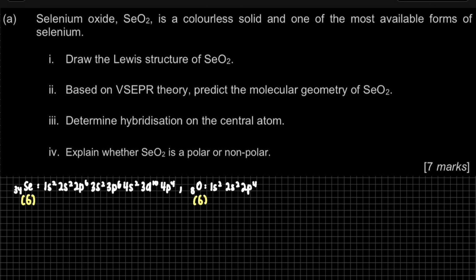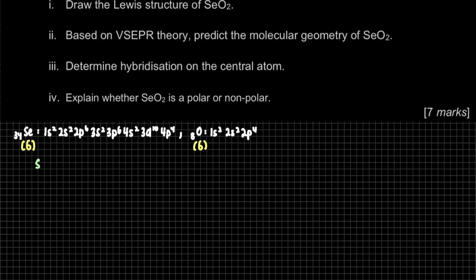Once you find the number of valence electrons, then we can calculate the total valence electron. Selenium we have only 1, but it has 6 valence electrons. Oxygen we have 2, so 6 times 2, 12 electrons. So the total valence electron is 18.